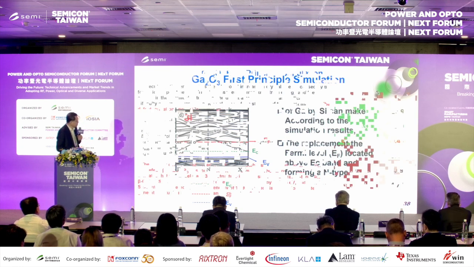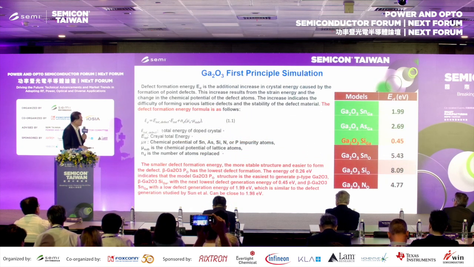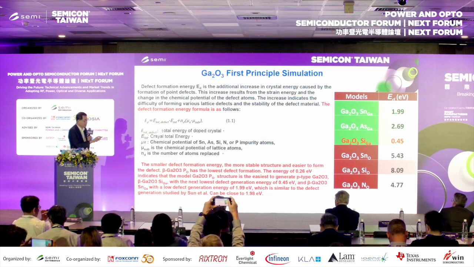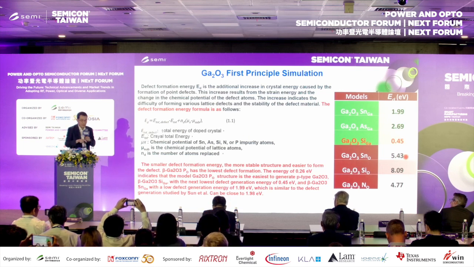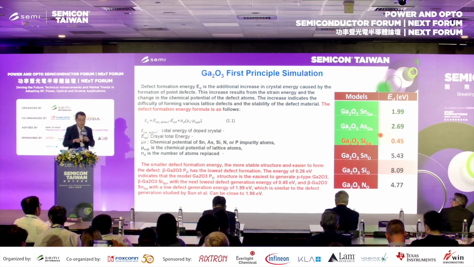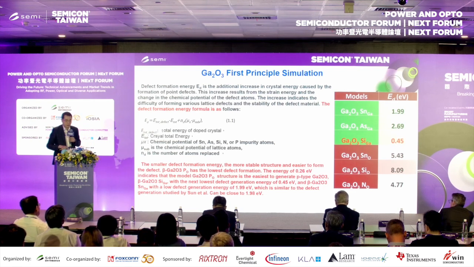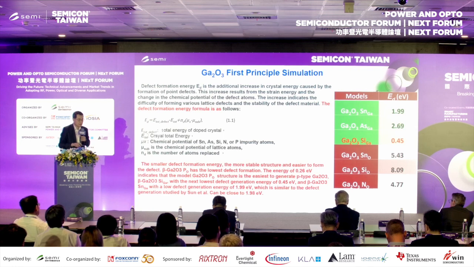So from the simulation, we can do a lot of calculation, and finally the activation level of the gallium oxide with the silicon can reach the lowest level, 0.45 electron volt. So it is easier to make activation.